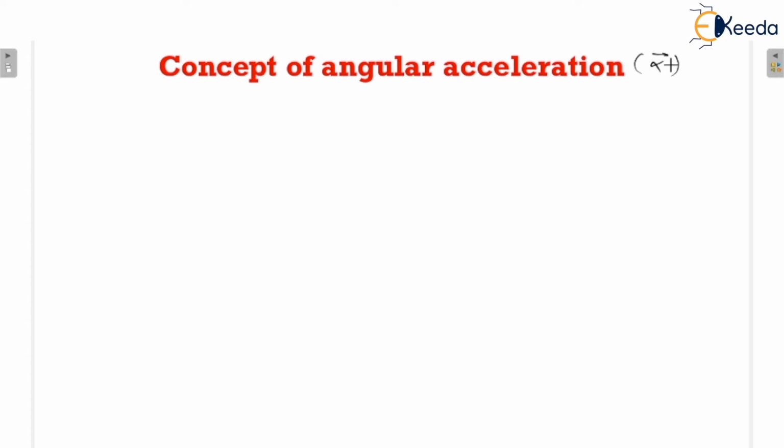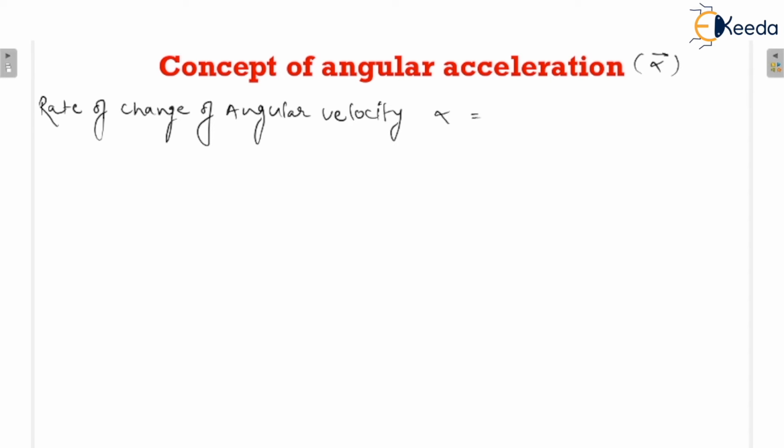See, the rate of change of angular velocity. Basically, alpha is nothing but the rate of change of angular velocity. So, if I write the rate of change of angular velocity, alpha, basically it is d omega by dt. This is very well known, which we study in mechanics.